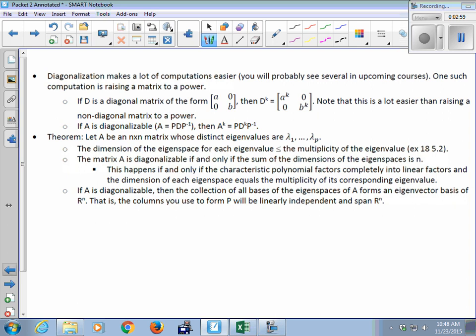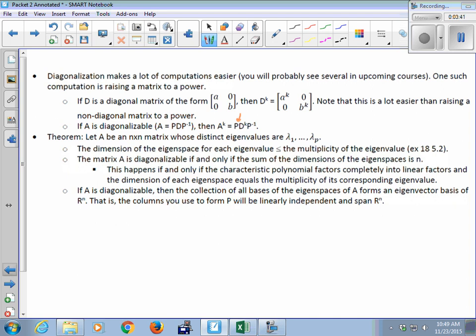Because if D is a diagonal matrix, raising D to some power k means you can just raise the diagonal entries to the k. Way easier than doing D times D times D k times, because that's a lot of computations. And if A is diagonalizable, then to raise A to the k, you can just do A to the k is equal to P times D to the k times P inverse. So you only really have to raise the D to the k, and that's easy. So it's one computation that's much simplified by using a diagonalization.